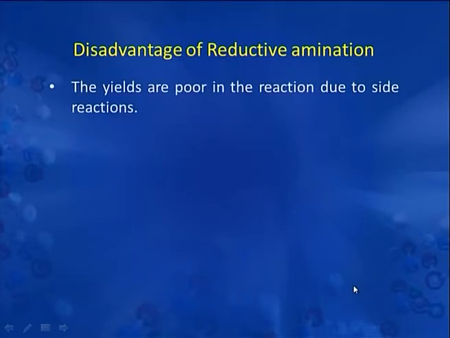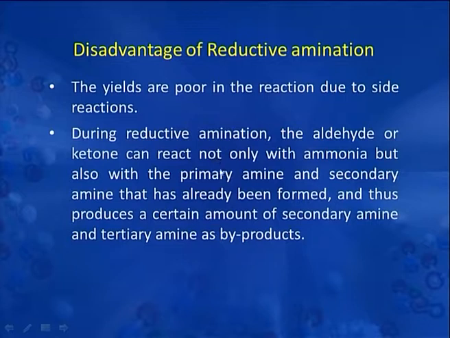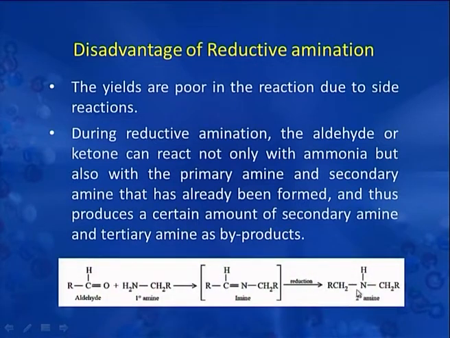The disadvantage of reductive amination is that the yields are poor due to side reactions. During reductive amination the aldehyde or ketone can react not only with ammonia but also with the primary and secondary amines that have already been formed, and thus produce a certain amount of secondary amine and tertiary amine as byproducts. As you can see here, a primary amine reacts with an aldehyde or ketone and gives a secondary amine.